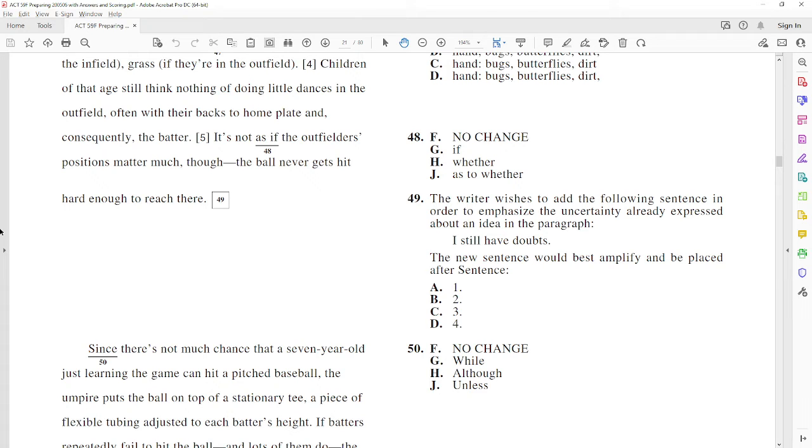Wait a minute. I have to pause a second. Something just landed on my monitor. It's not as if the outfielders' positions matter much, though. The ball never gets hit hard enough to reach there.